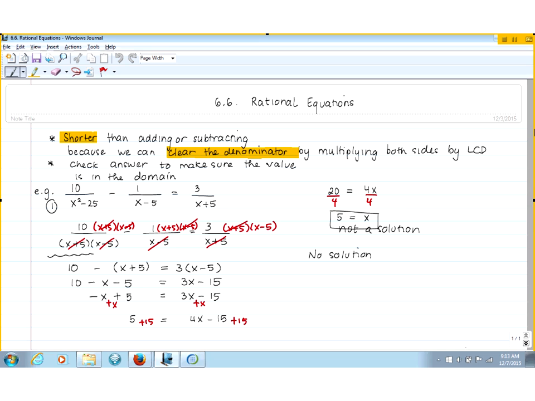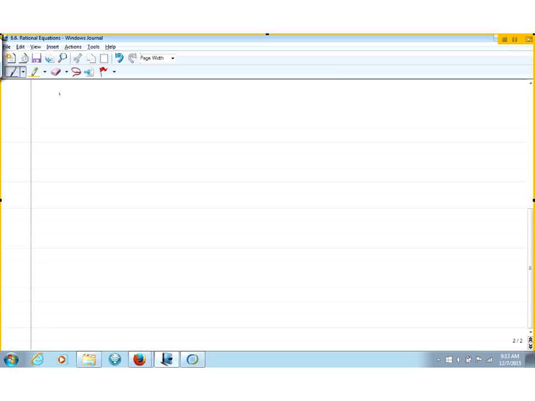So this is what we did yesterday. When we solve equations containing rational expressions, we have to check whether or not these answers make the denominator 0, right? So why is this 5 not a solution? Because it makes one of the denominators 0. Okay. So now let's do an easier one. This is one of the hardest ones. Okay. So number 2.